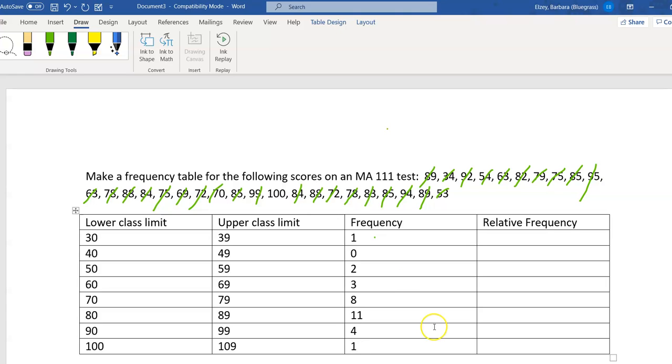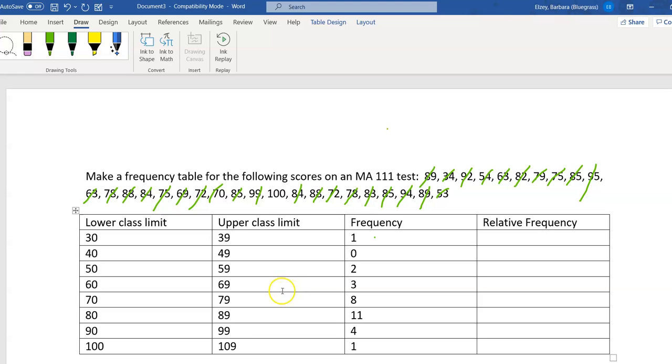Now, there should be 30 scores when we add them all up. So let's see, 1 plus 2 is 3, 6, 14, 25, and 5 more, 30. So we've accounted for all of them. It helps to sort of strike them off as you're going like I did so you don't miss a score.